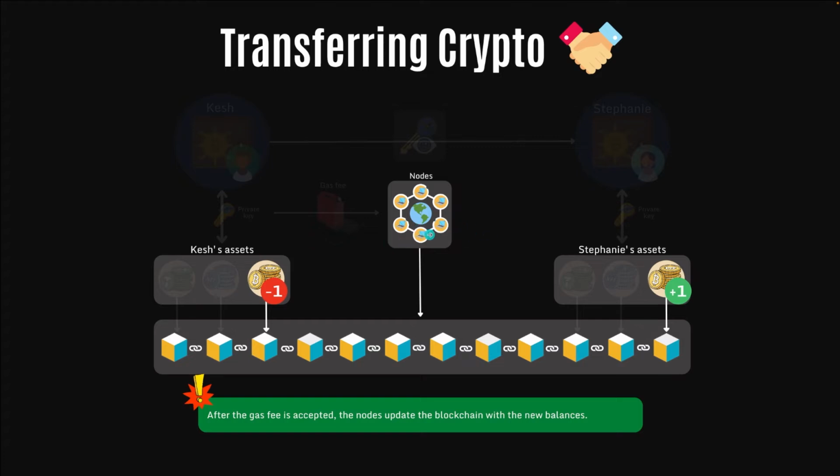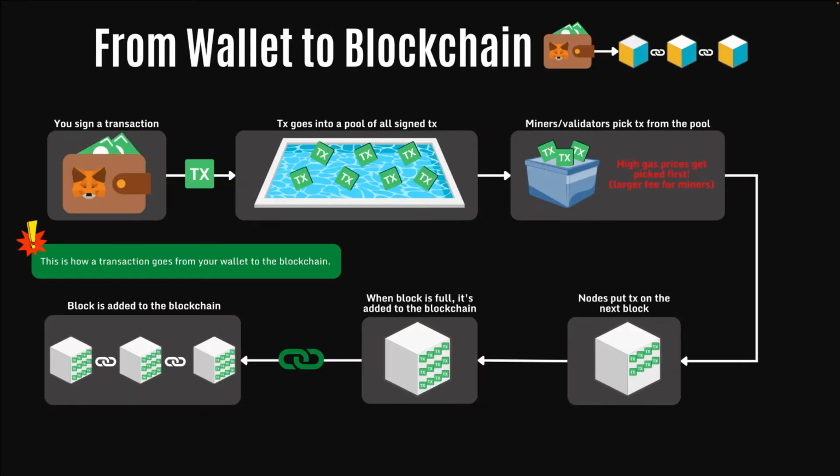After the gas fee is accepted, the nodes write the transaction onto the blockchain and our balances get updated. So if I sent Stephanie 1 Bitcoin, my account would show that I lost 1 Bitcoin and her account would show that she gained 1 Bitcoin. And this transaction would be recorded on the blockchain for anyone to view. This is an overview of how a transaction goes from your wallet to the blockchain.